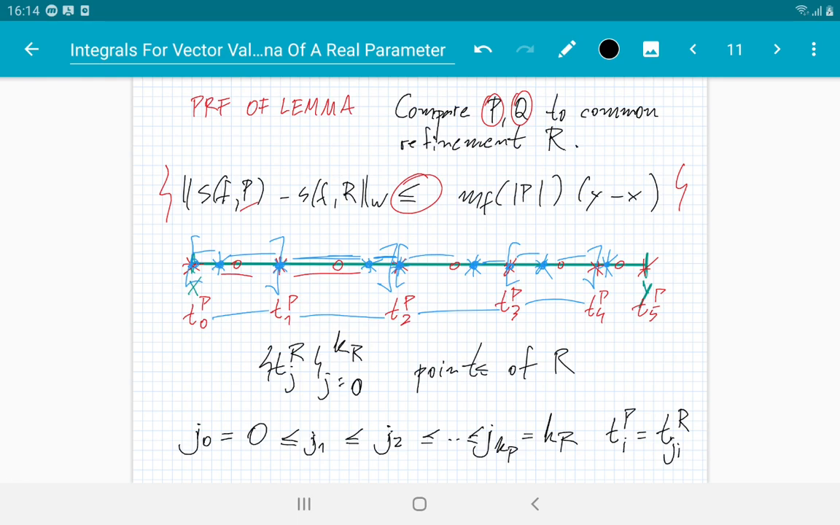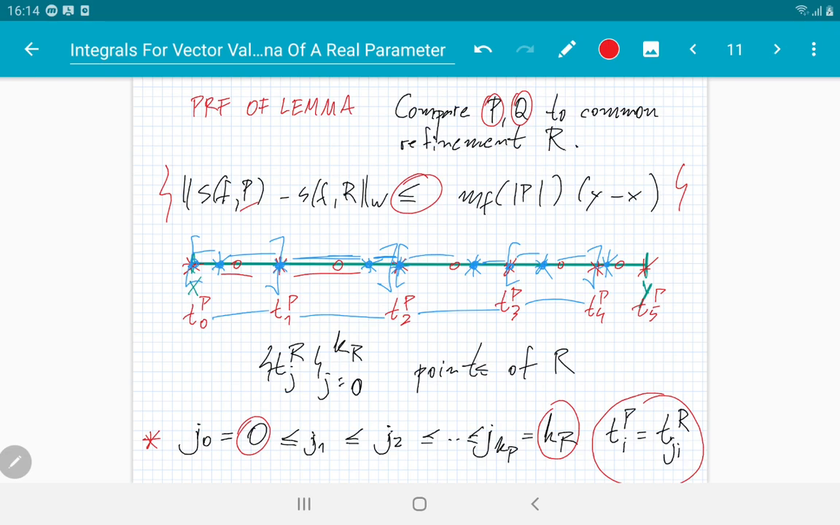So, as I said, the algebra is maybe a bit confusing, but the idea is that we're going to use these indices to do the bundling process that we described above. How do I know that these j_i's exist? That comes from the condition that R is a refinement of P, so I can find all points of P within the points of R. I'm matching the first point of P to the first point of R, the last point of P to the last point of R, and so on and so forth.